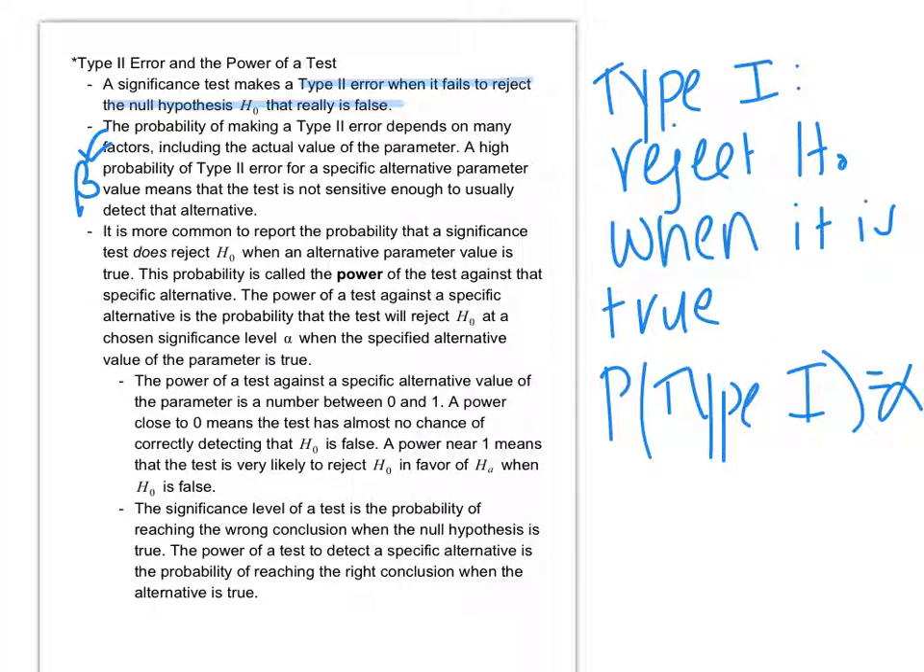It's more common instead to report the probability that the significance test rejects the null hypothesis when the alternative is true, and we call this probability the power of the test, okay? Power of the test has to be a number between 0 and 1. A power close to 0 means the test almost never finds that the null hypothesis is false, and a power near 1 tells us that the test is very likely to reject the null in favor of the alternative when the null is false. The significance level of a test is the probability of the wrong conclusion when the null hypothesis is true, and the power of the test is the ability to come to the right conclusion when the alternative is true.